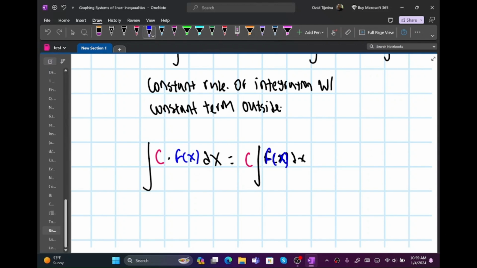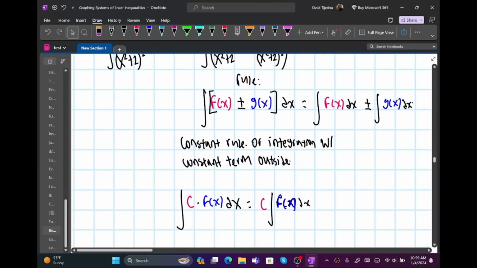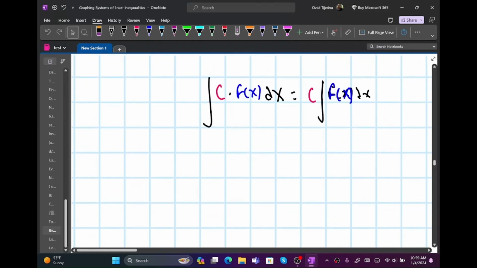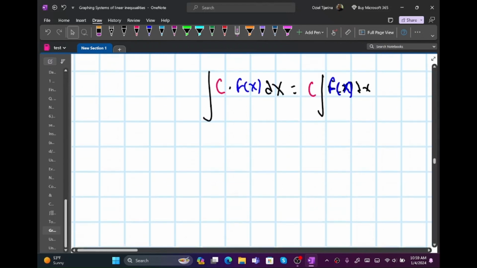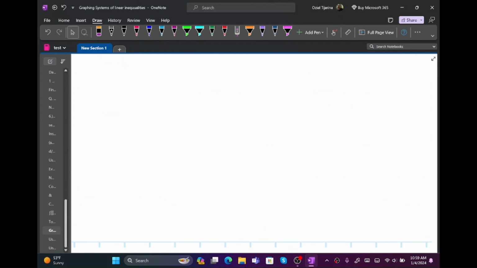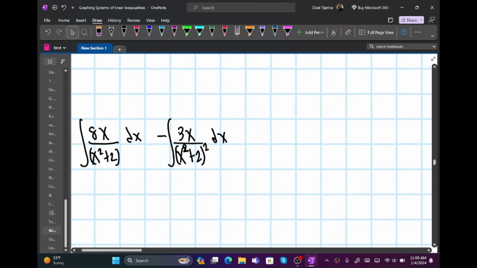I'm just stating these two rules, guys, in case we don't remember, because that is what we're going to be using for this, and we're also going to be using u substitution. So I'm going to integrate both of these expressions separately. This is equal to the integral of 8x over x squared plus 2 dx, and then minus the integral of 3x over x squared plus 2 quantity squared. So basically we're splitting them up into two different integrals.